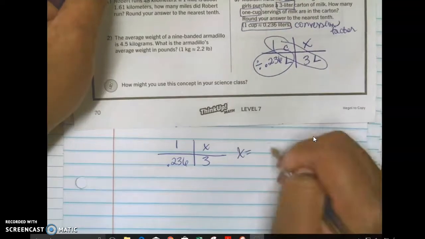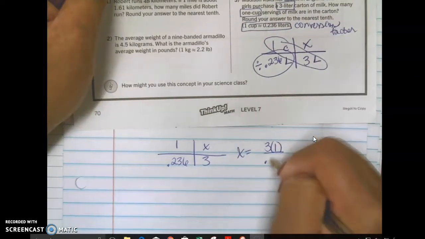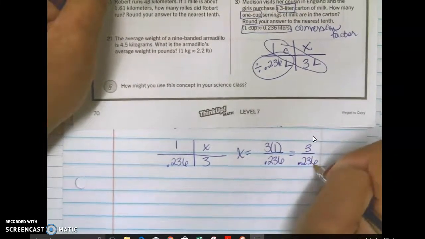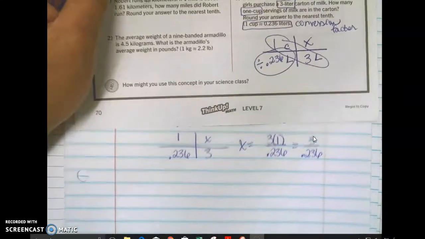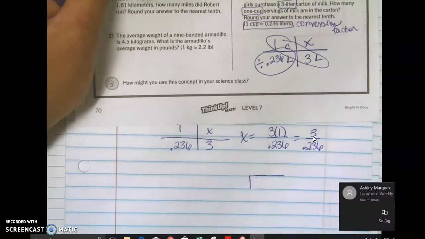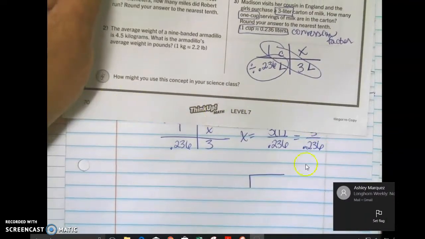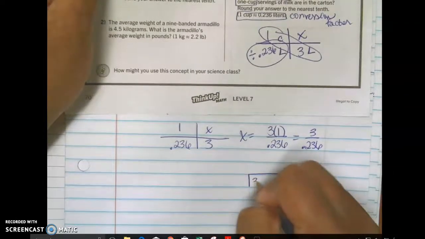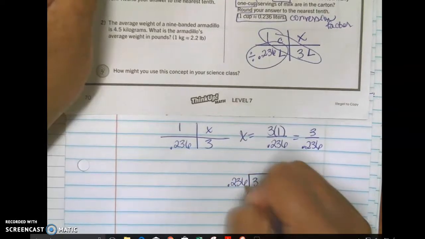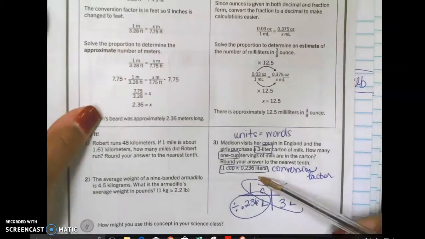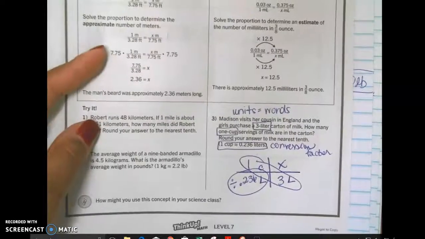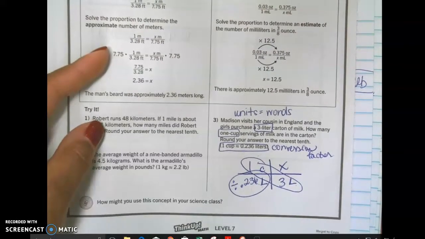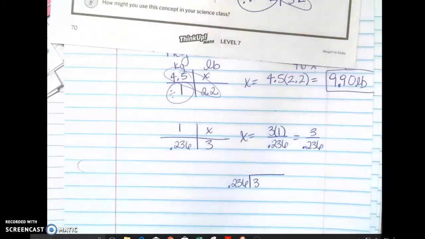So X equals 3 times 1 divided by 0.236, which is just 3 over 0.236. I need you to stay focused. Who goes in, who goes out? Top and bottom out. So 3 goes in. We are cross multiplying and dividing, honey. I cannot multiply left and right. I'm not multiplying these fractions. I'm trying to find an equivalent. 3 times 1 is 3, and then divide by 0.236.